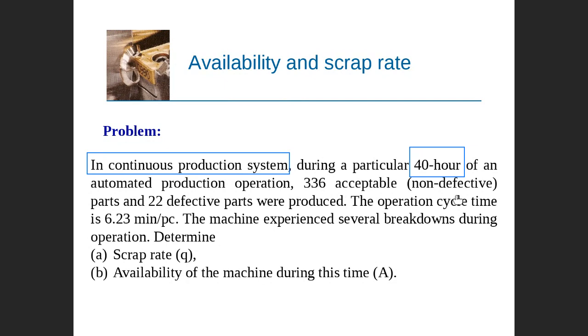336 acceptable non-defective parts were produced and 22 defective parts were produced. The operation cycle time, not operation time but cycle time, equals TO plus TH plus TT. This is the operation cycle time. It means 6.23 minutes for every one piece. To manufacture one piece, it consumes 6.23 minutes to machine one piece. This is the cycle time.